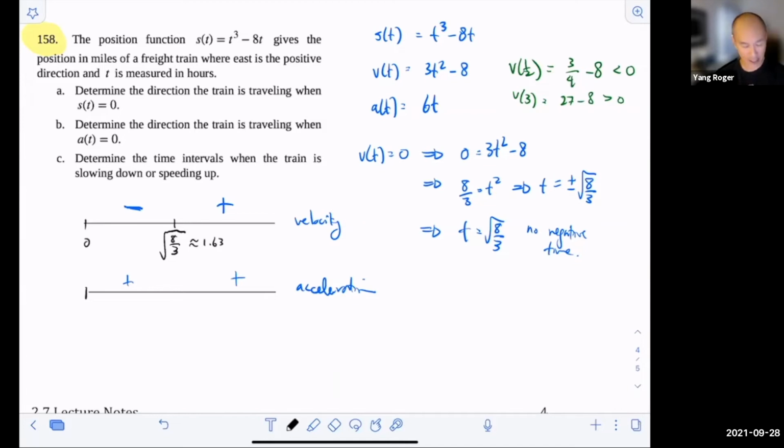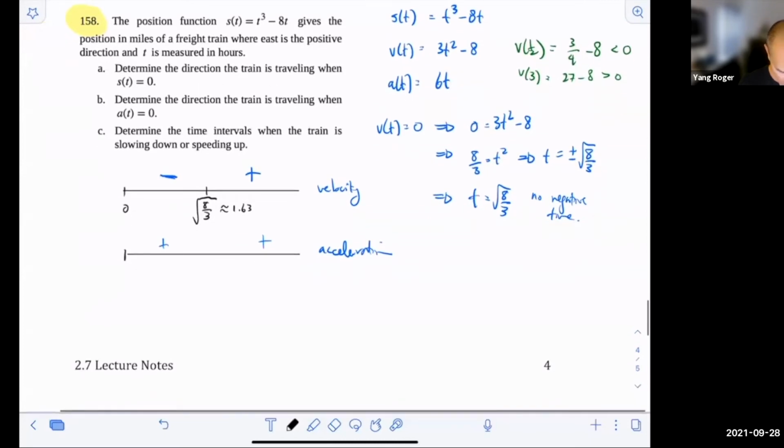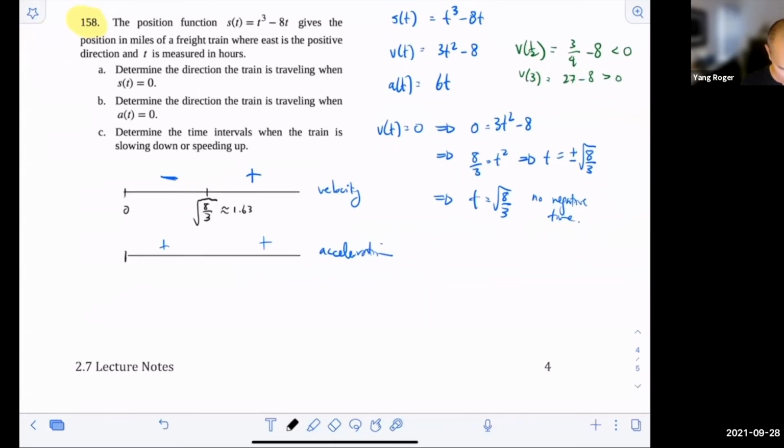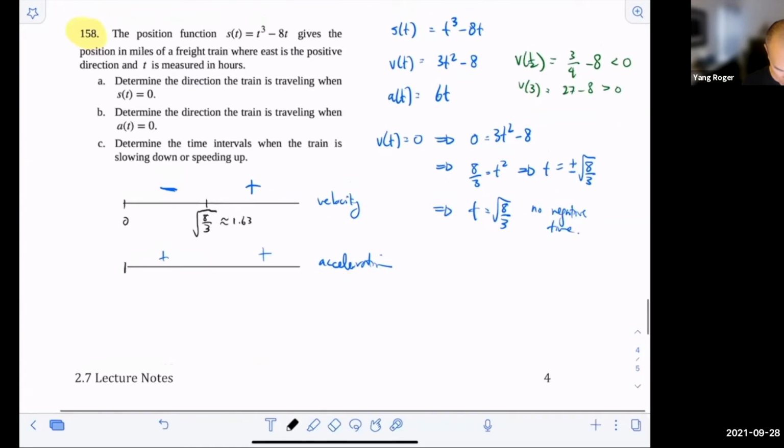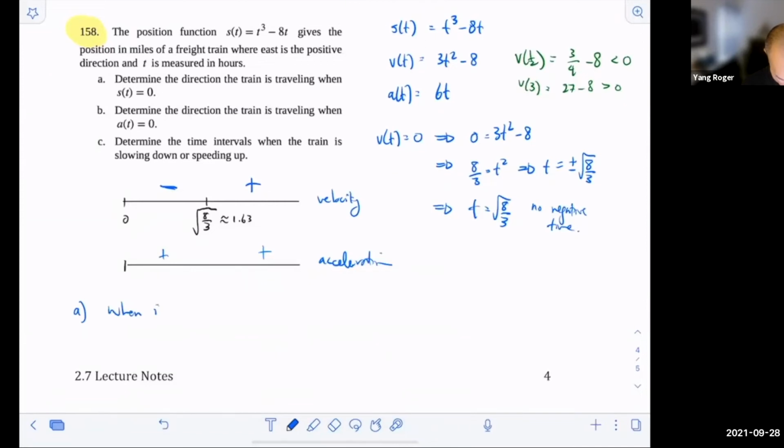All right, I hope we're ready to discuss this now. So let's take a look at each of these pieces. Part A says, determine the direction the train is traveling when S of t is equal to 0. So I guess the first thing we need to figure out for part A is when S of t is equal to 0.